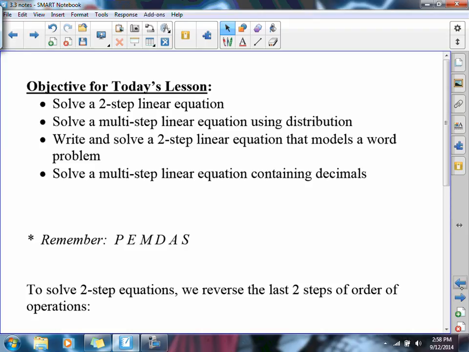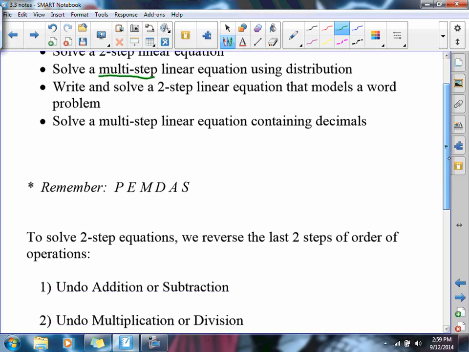And today's goals are going to be to solve two-step linear equations. We might actually solve some three-step equations as well, but basically just multi-step equations. So the multi-step equations for now are just going to have three steps in them. And then we're also going to write and solve two-step linear equations that model a word problem. And then we also are going to solve some multi-step equations that have decimals.